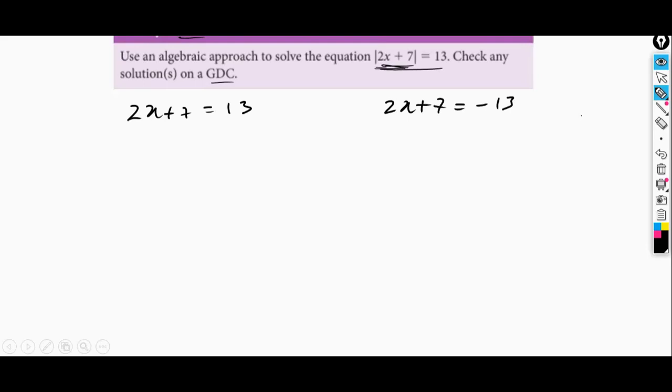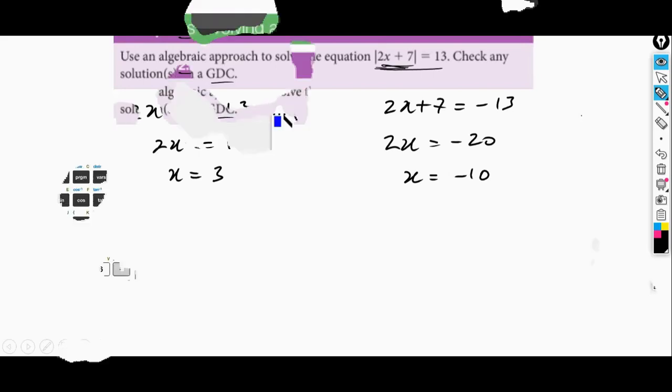So let's solve these equations, and notice that we're going to get that 2x is equal to 6, therefore x is equal to 3, and then here we're going to get that 2x is equal to negative 20, therefore x is equal to negative 10. If you plug these back in, you're going to get negative 13 here, and if you plug this in, you're going to get positive 13. But let's use the GDC to verify the solutions.